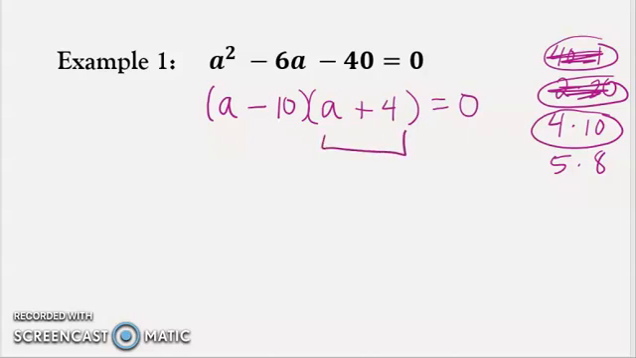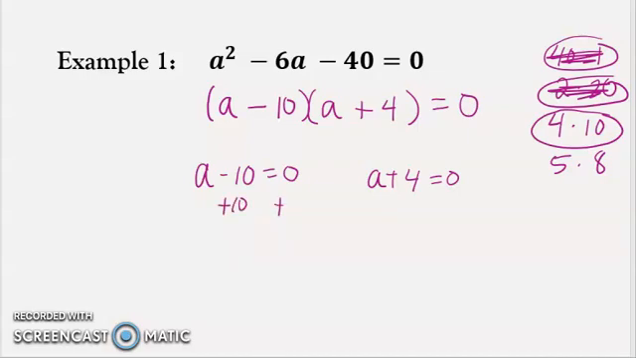So to finish solving it, we put those factors equal to 0. So we do a minus 10 equals 0, and a plus 4 equals 0. And then we go ahead and solve those factors. So 2 separate equations. To solve this equation, I would just add 10. That goes away, a equals 10.